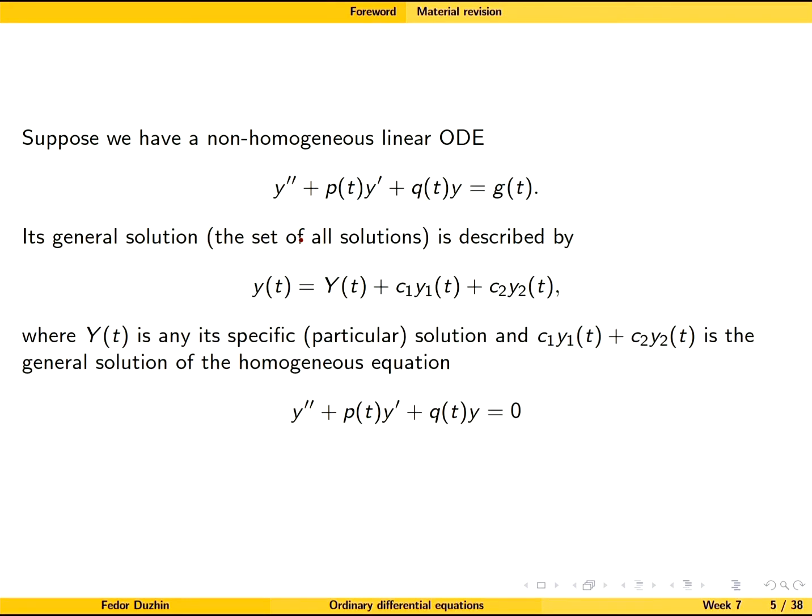If we take a particular solution of the non-homogeneous equation plus the general solution of the corresponding homogeneous equation, then we get the general solution of the non-homogeneous equation.